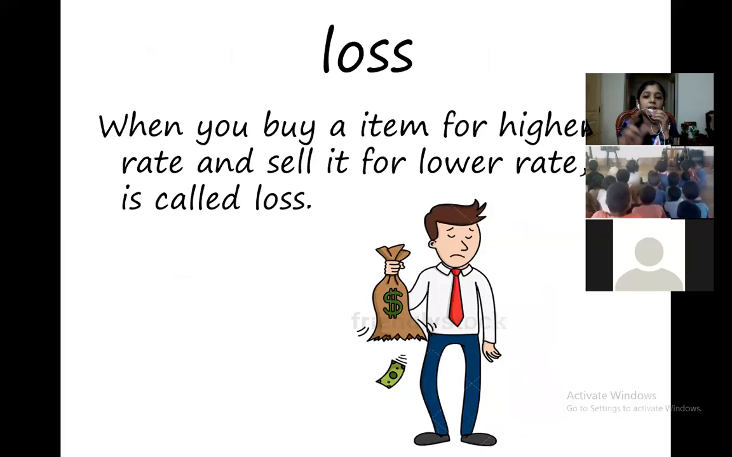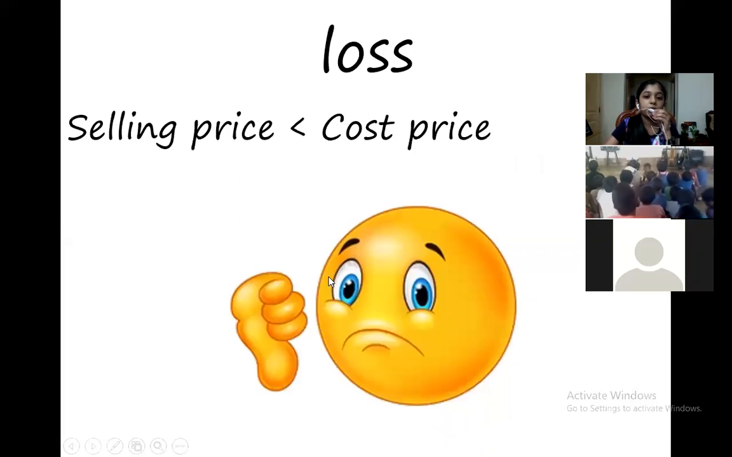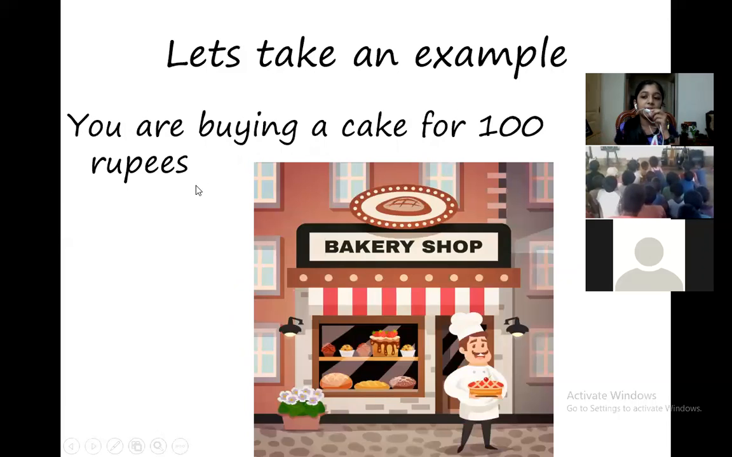So when you buy an item for a higher rate and sell it for a lower rate, it is known as loss. So you're buying this speaker for 1,000 rupees and you're selling this for just 500 rupees, then you get a loss. Yes, right? Your money will be wasted. So that is known as loss. So cost price must be higher than the selling price here. Okay? In the loss.